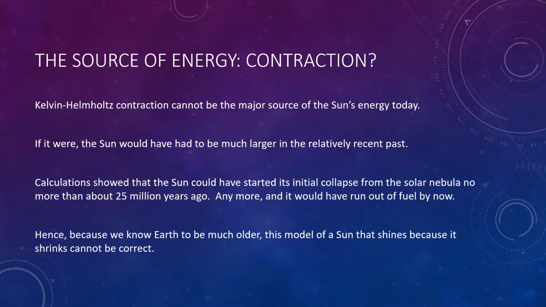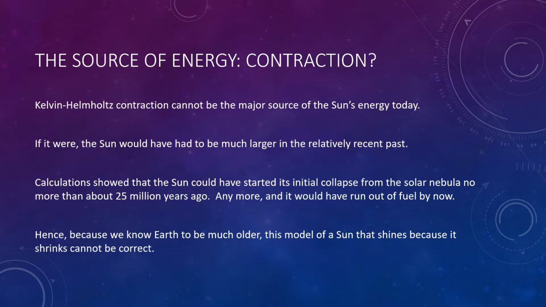Kelvin-Helmholtz contraction cannot be the major source of the sun's energy today. If it were, the sun would have had to be much larger in the relatively recent past, right? If it's continually contracting, we should have seen it being larger in the past. Helmholtz's own calculations showed that the sun could have started its initial collapse from the solar nebula no more than about 25 million years ago. Any more, and it would have burned out by now.